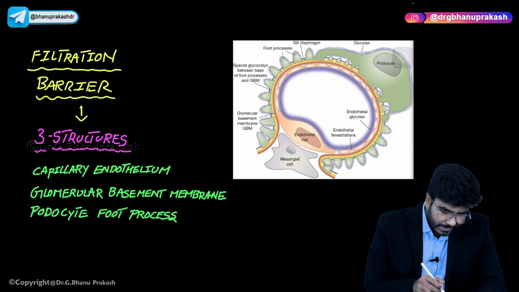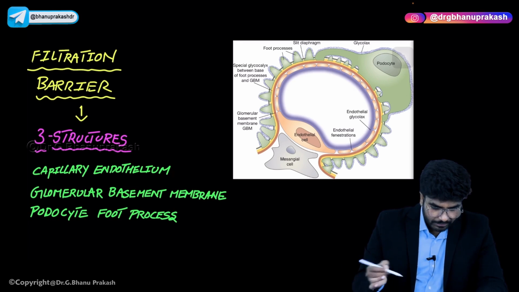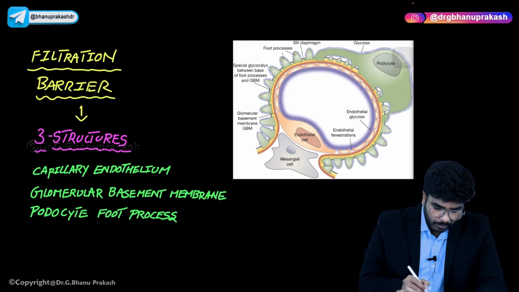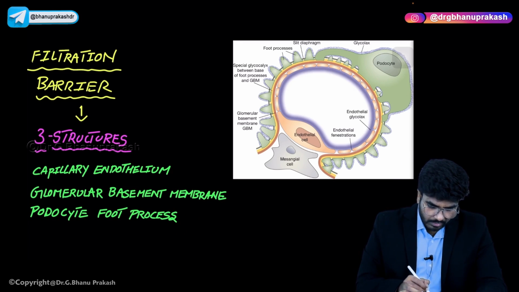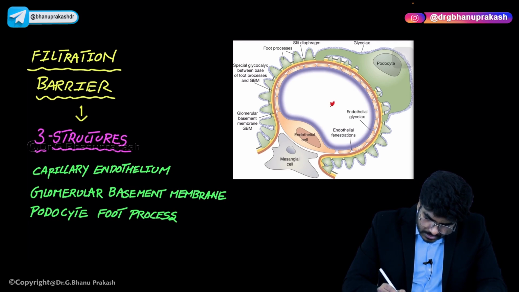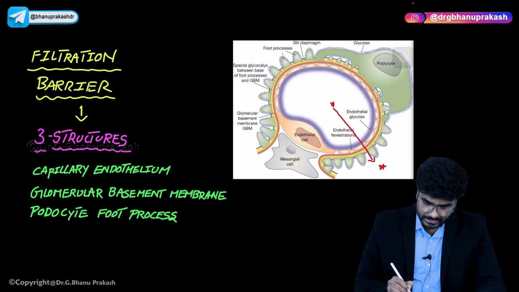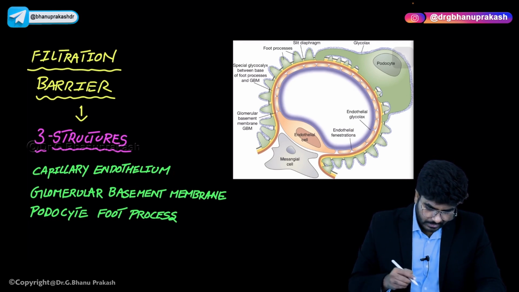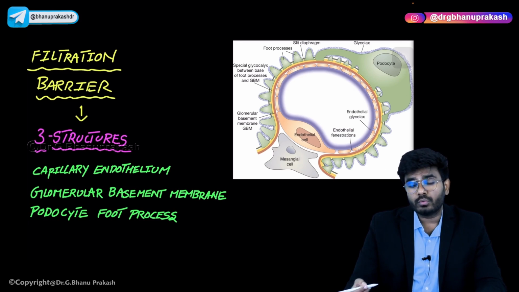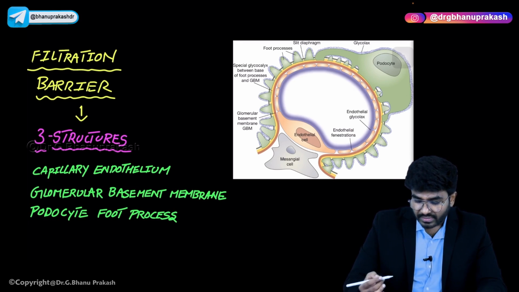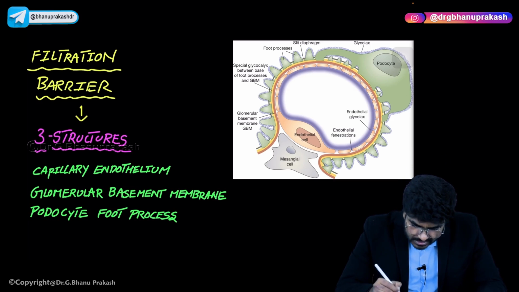Now please concentrate. The filtration barrier is made up of three structures, and what are those three structures? Glomerular capillary endothelium, glomerular basement membrane, and podocytic foot processes. Now if you wish any substance to pass from here to here, that substance has to cross all these three layers. Now let's continue further. Before continuing, I just want you to know one more important point here. Why? Because it's very clearly visible. Please concentrate on the podocytic foot processes.